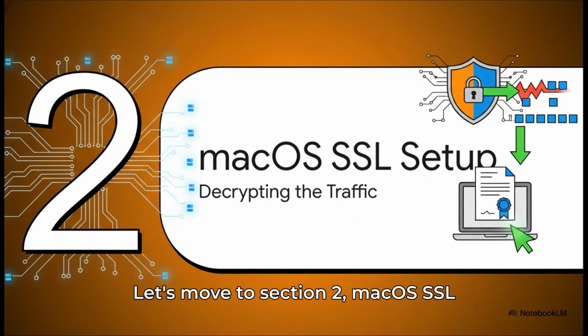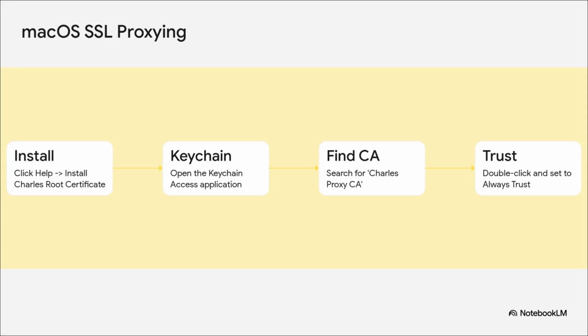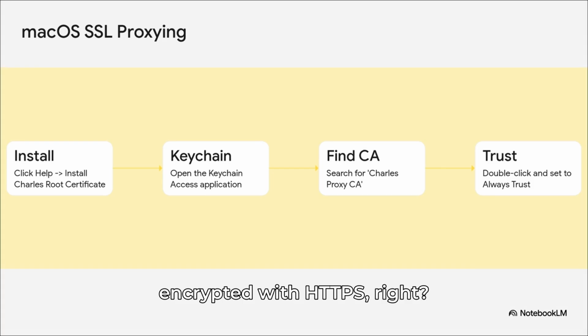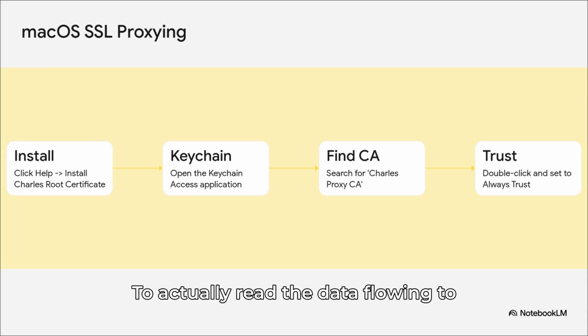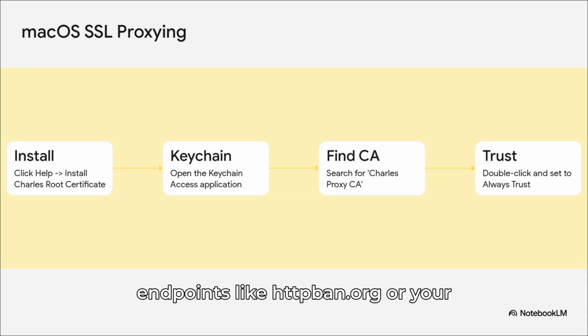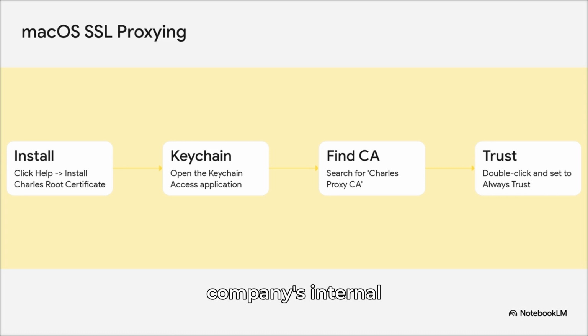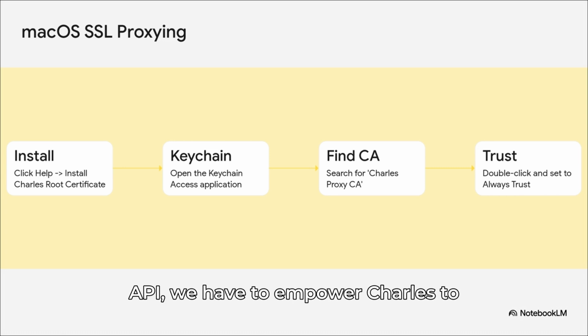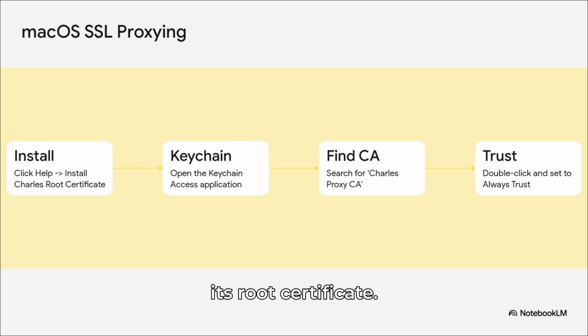Let's move to Section 2, macOS SSL proxying setup, decrypting the traffic. The modern web is encrypted with HTTPS, right? So by default, Charles just sees this traffic as an unreadable encrypted tunnel. To actually read the data flowing to endpoints like httpben.org or your company's internal API, we have to empower Charles to decrypt it by securely installing its root certificate. And here's exactly how we do that on macOS. To perform this secure man-in-the-middle decryption, Charles needs to act as its own certificate authority for your machine.